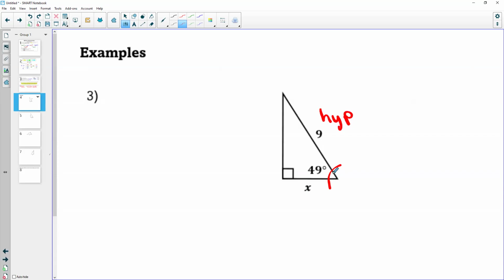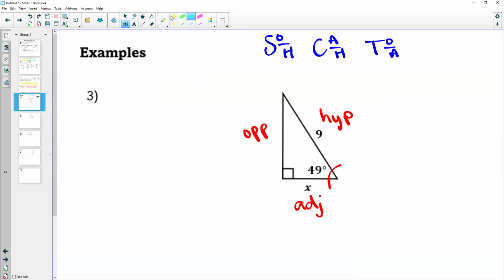And then if we look at the side across the angle of perspective, that is opposite. And then the third remaining side is your adjacent. And so after we've labeled it, that's step two. Step number three is to choose the appropriate trigonometric ratio. So we have SOHCAHTOA to help us make sure that we're using the correct ratio.